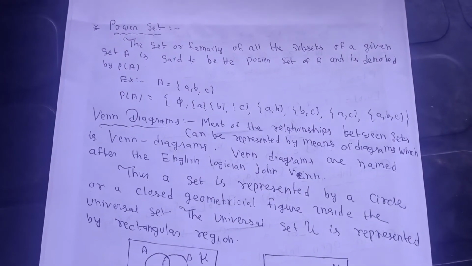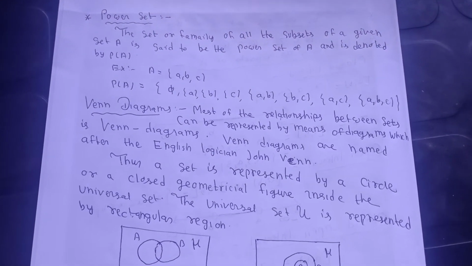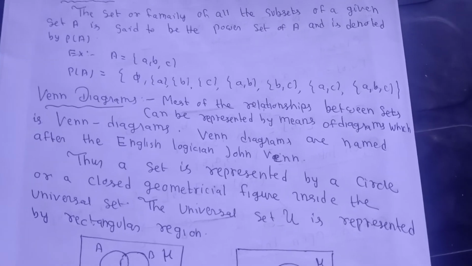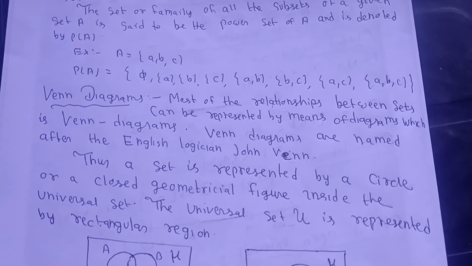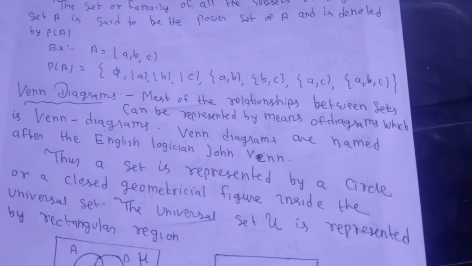Power set. The set or family of all the subsets of a given set A is said to be the power set of A and is denoted by P(A). If A equals {a, b, c}, then P(A) equals {phi, {a}, {b}, {c}, {a, b}, {b, c}, {a, c}, {a, b, c}}.